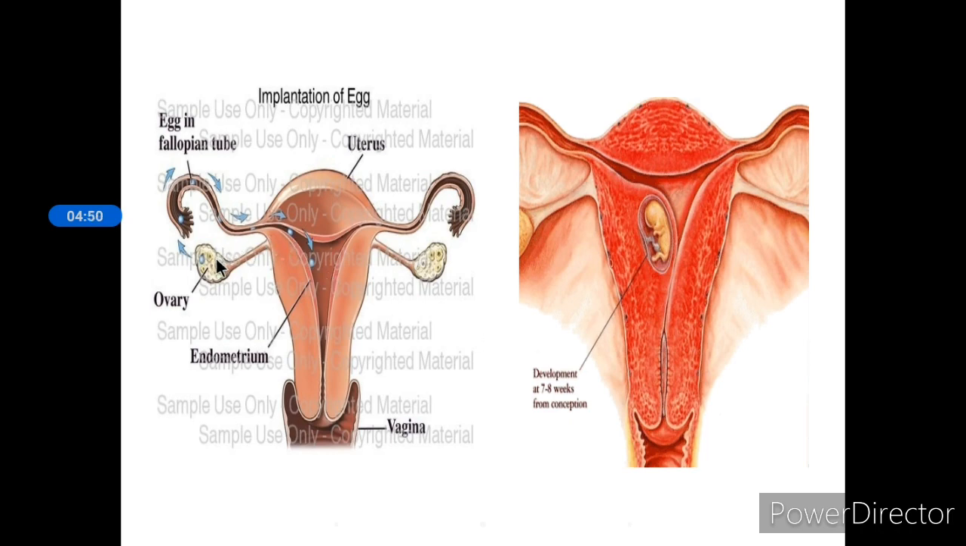And here also you can see the ovary where the egg is released and moves, and where the sperm moves from here and they fertilize. Then they come here and are implanted in the lining of the uterus. Here you can see the embryo starts developing in the lining of the uterus.